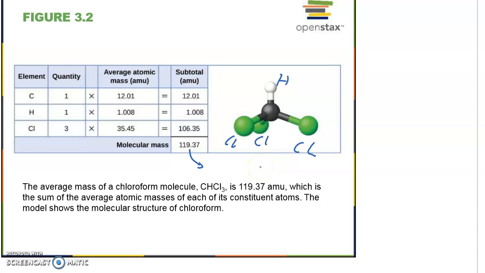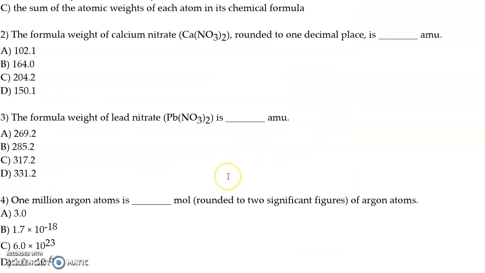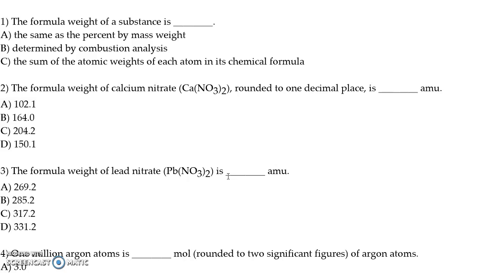All right. Let's see if we can work on some examples. Over here, let's look at it. Number 1, the formula weight of a substance is the same as the percentage by mass weight determined by the combustion analysis? It's the sum of atomic weight of each atom in its chemical formula. Yes. So the formula weight or the molecular weight is the sum of the atomic weights of all the atoms in that molecule.